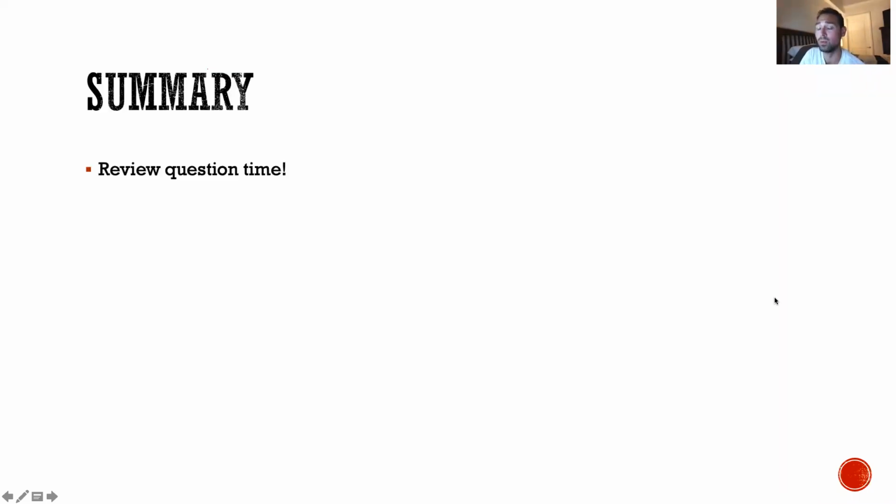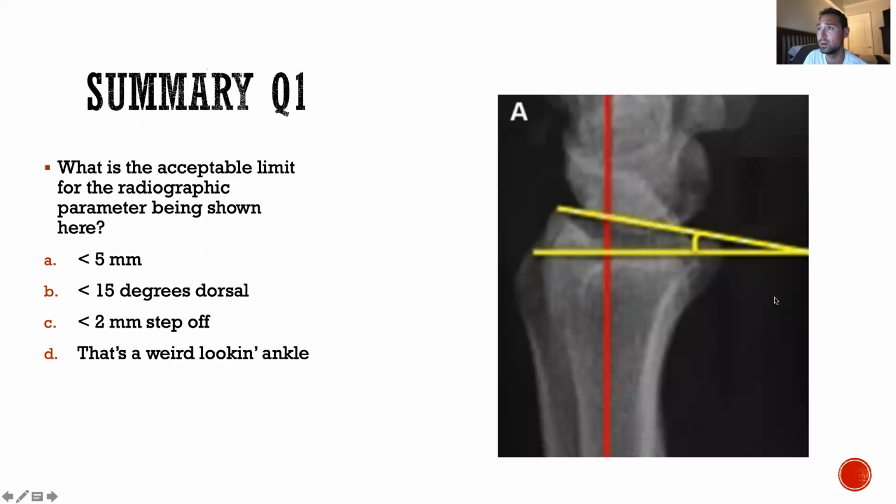So, review question time. Let's get to the first one here. As this is a picture from the presentation, what radiographic parameter is being shown here, and what is the acceptable limit for this? I don't know why it says ankle, but disregard that. Oh, sorry, that's a wrist.